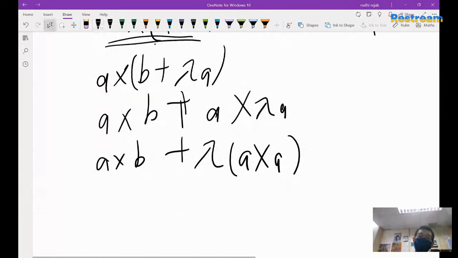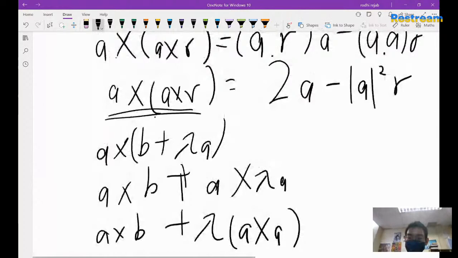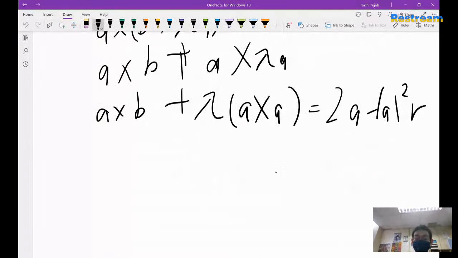Okay, so I didn't write the right side because it's all the same, so I'll just write it right here. A cross A, because A and A are the same vectors, they are in the same direction, so they never intersect each other. Or you can say that A and A is the same vector, so they're parallel. If you cross parallel vectors, you get zero because they never touch each other. So A cross A is zero. Lambda is a scalar, so no matter what lambda is, times zero is zero. So plus zero, A cross B.